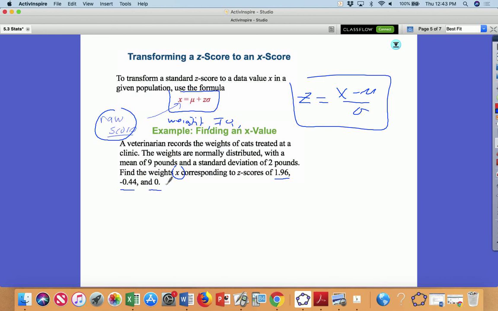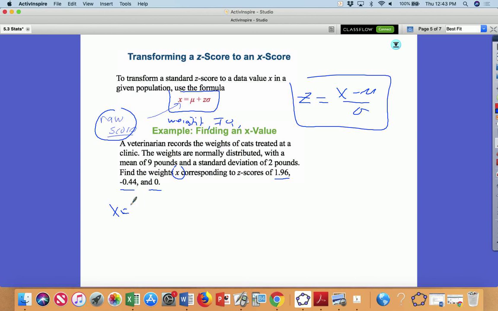Answer me this question. What kind of cat is this? What would you say? It's a heavier one because it's going to be almost 2 standard deviations above the mean. What kind of cat is that? An average cat. A below average cat, a lighter cat, right? So here's the first one.